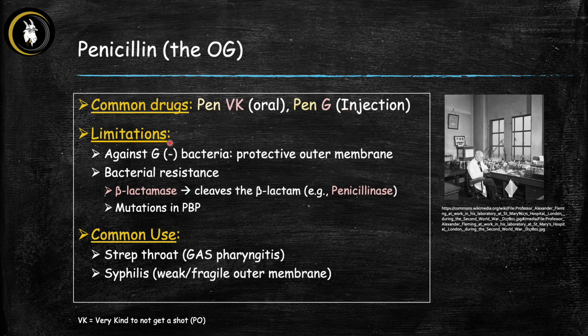The main problem with penicillin is that it can't get to the cell wall of gram-negative bacteria because they have a protective outer membrane that surrounds that cell wall. Therefore, it's not effective against gram-negative bacteria, or at least most of them.